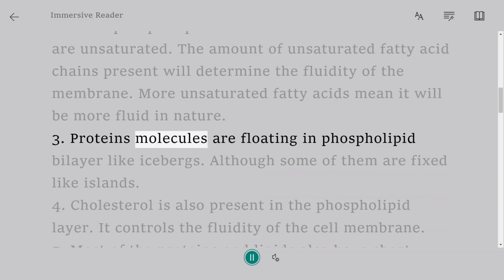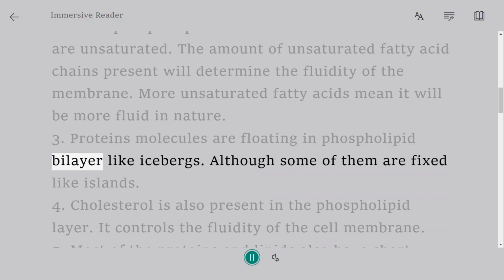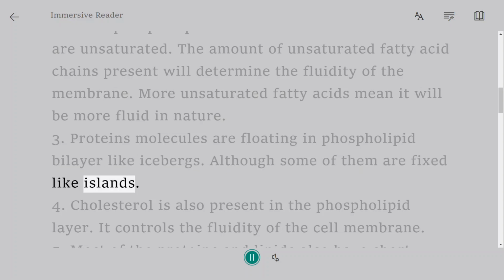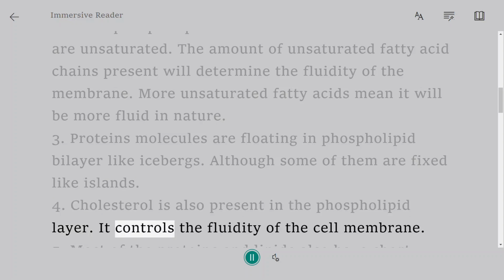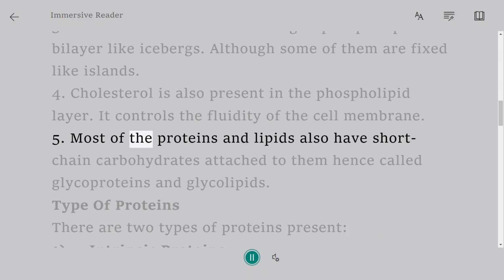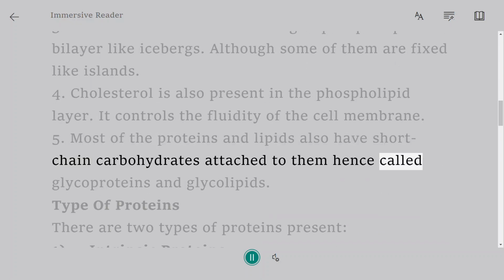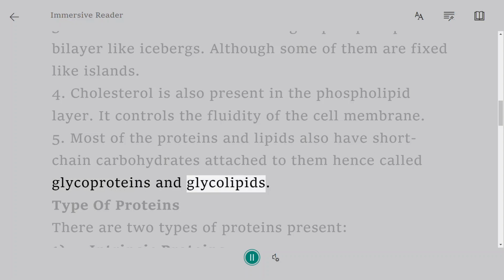3. Protein molecules are floating in the phospholipid bilayer like icebergs, although some of them are fixed like islands. 4. Cholesterol is also present in the phospholipid layer. It controls the fluidity of the cell membrane. 5. Most of the proteins and lipids also have short-chain carbohydrates attached to them, hence called glycoproteins and glycolipids.